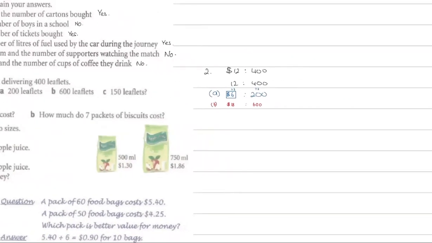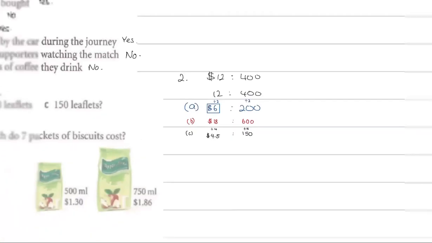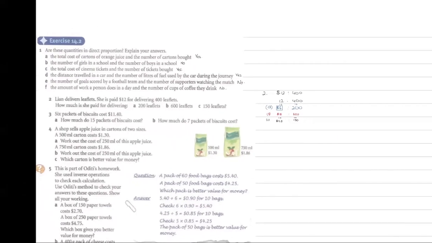And then the last one is 150. This is a little bit tricky, so we might need to divide. 150 leaflets is actually 600 divided by 4. So here I just take this one divided by 4. 18 divided by 4 is $4.50. Great, that's done for number two.